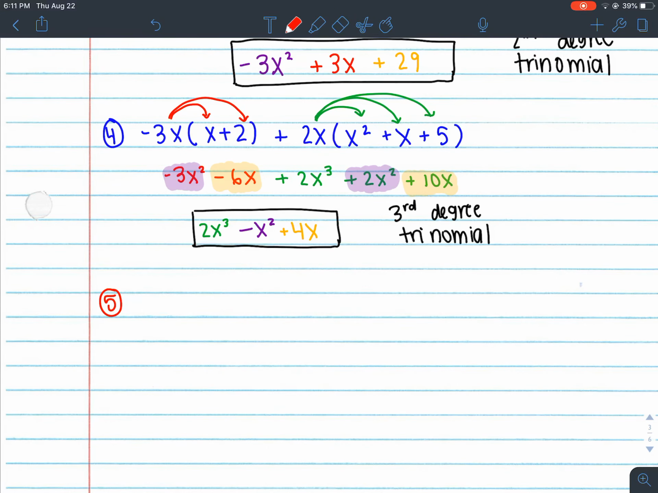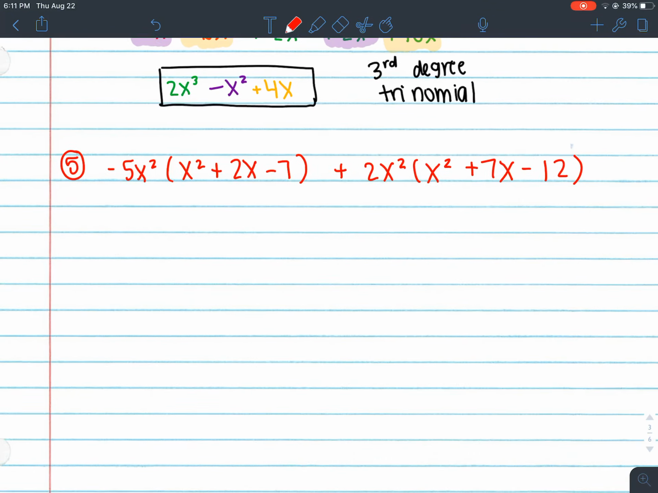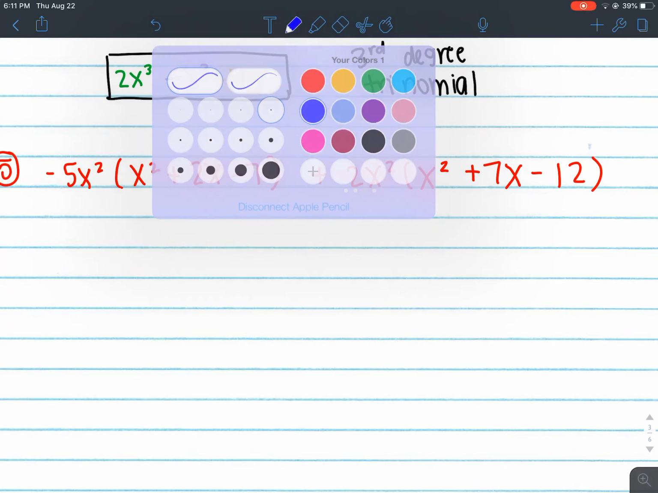Number 5, so we only have 2 more left. All right, the next one we're going to do is negative 5x squared times x squared plus 2x minus 7, plus 2x squared times x squared plus 7x minus 12. So we only have 2 problems left. So we can make it.